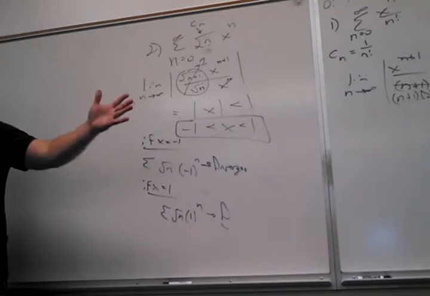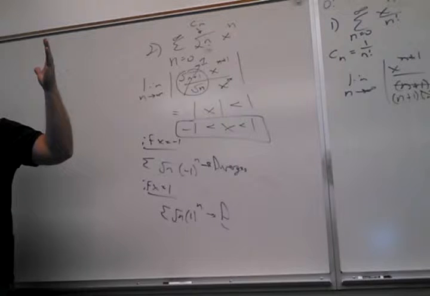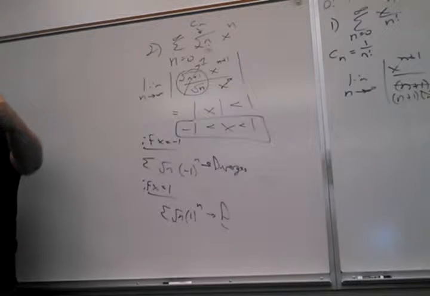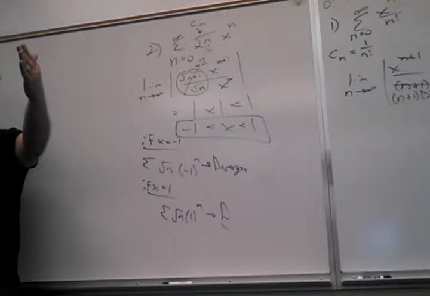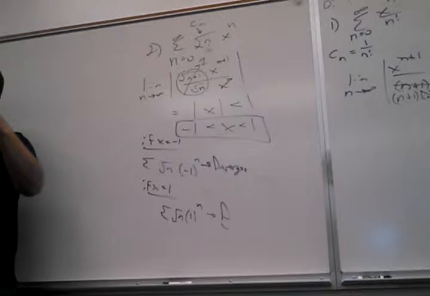And of course my radius would be 1. Right? The diameter is 2 from -1 to 1. So the radius must be half that. Okay, all right.